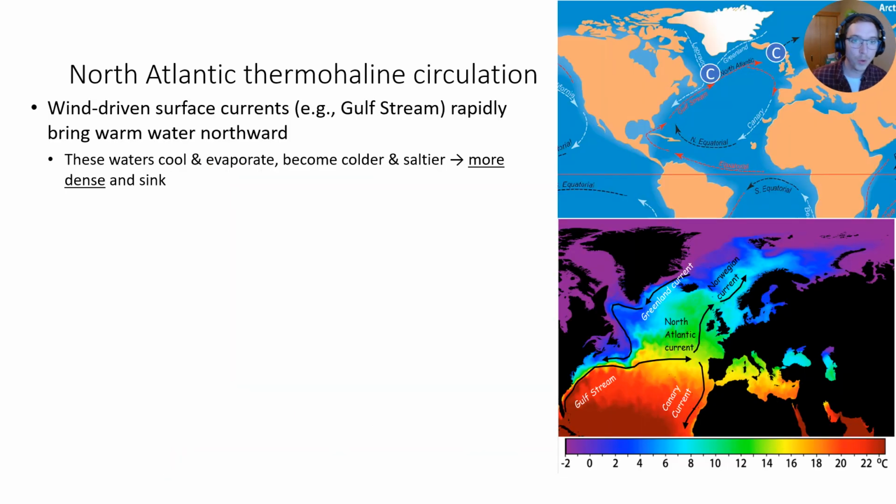So if we look at the northern Atlantic thermo-haline circulation, we have our wind-driven surface currents to the Gulf Stream, which is rapidly bringing this warmer water northward. As it does so, as it brings this water north here, it starts to cool and evaporate and become saltier and colder and denser and sinks. Right?